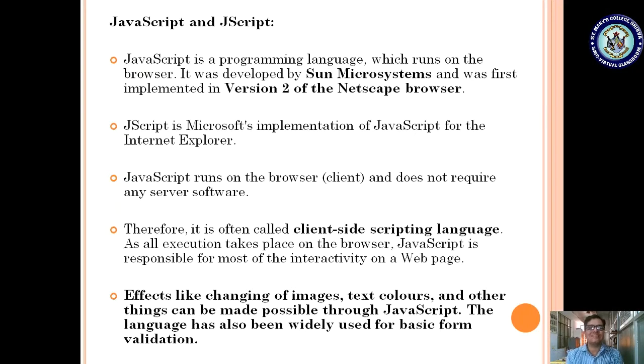JScript is a Microsoft implementation of JavaScript for Internet Explorer. So JScript is also a programming language, developed by Microsoft as an implementation of JavaScript for Internet Explorer. It is for your Internet Explorer browser, so for that implementation we use JScript.